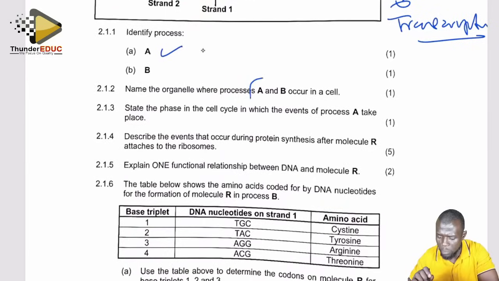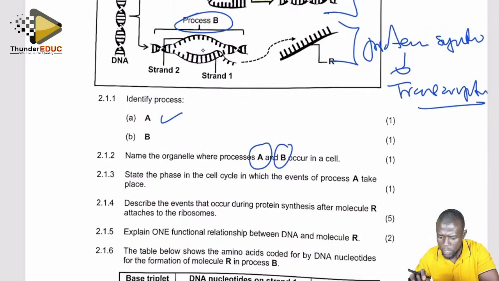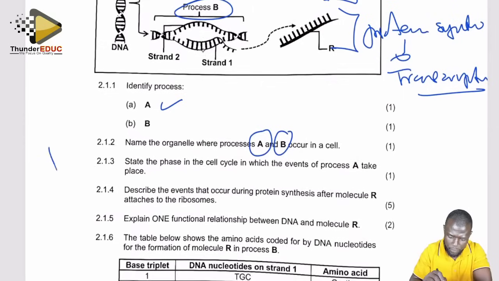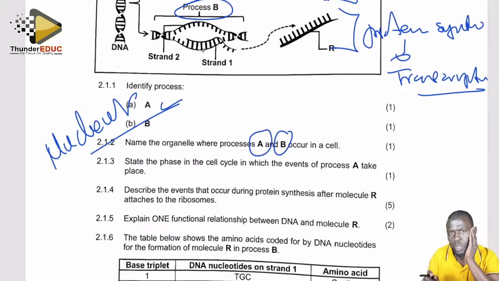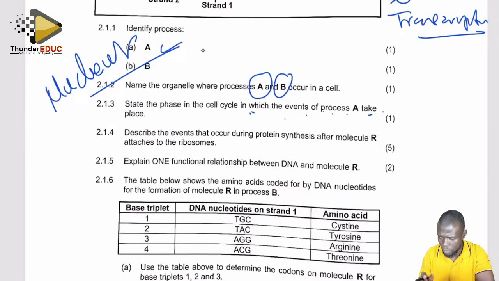Name the organelle where process A and B occur. That is the nucleus. Basically, we only have two organelles we usually talk about: the nucleus and the ribosome. Then state the phase in the cell cycle in which event A takes place. We say that it occurs during interphase.